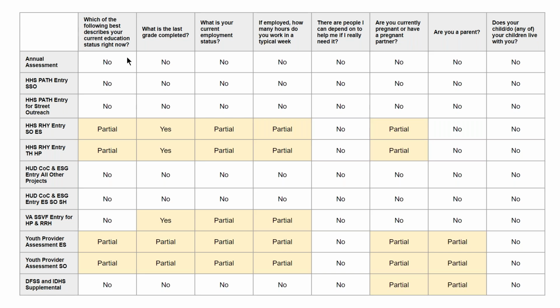And you could see it's not consistent throughout most of the project types. And even where it would be consistent, like the RI or the youth provider, it's sort of a partial match. And when I say partial, it's because the questions aren't asking to the same depth that these proposed questions are. So take, for instance, the DFSS and IDHS supplemental.